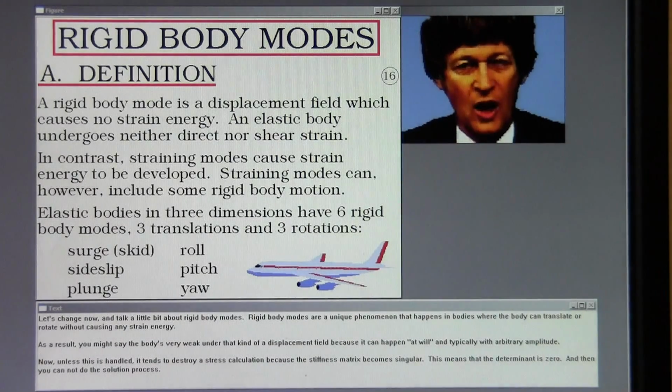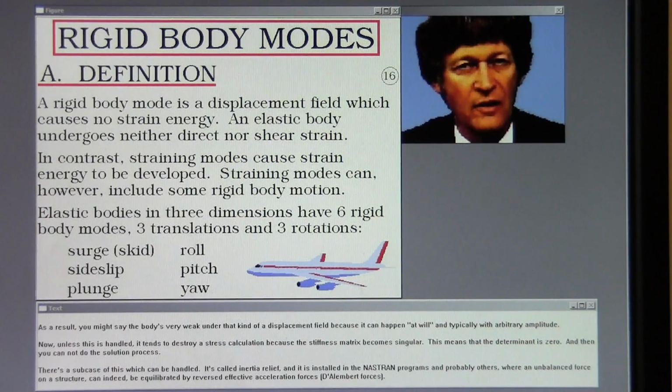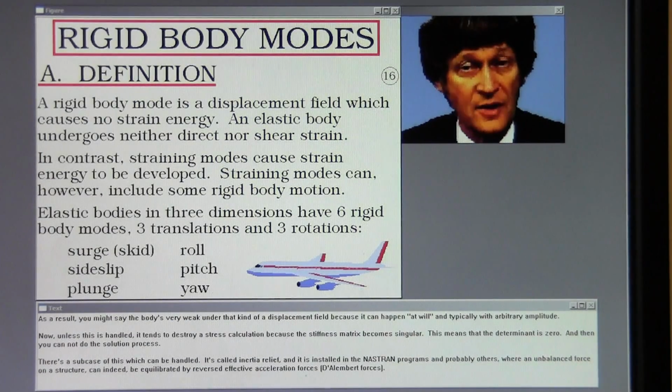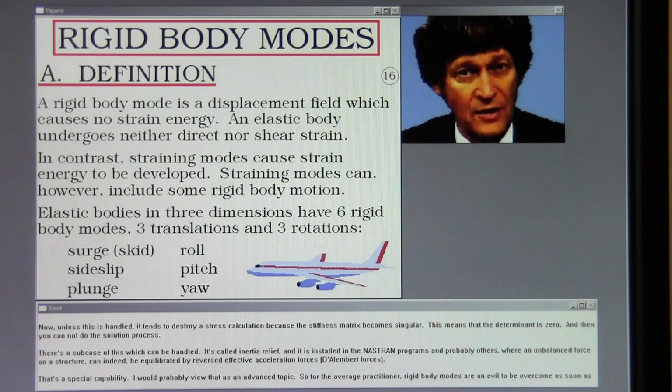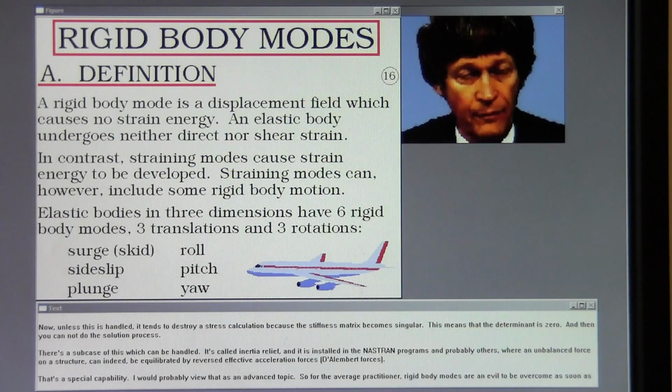Let's change now and talk a little bit about rigid body modes. Rigid body modes are a unique phenomenon that happens in bodies where the body can translate or rotate without causing any strain energy. As a result, you might say the body is very weak under that kind of displacement field because it can happen at will and typically with arbitrary amplitude. Now, unless this is handled, it tends to destroy a stress calculation because the stiffness matrix becomes singular. This means that the determinant is 0. And then you cannot do the solution process.